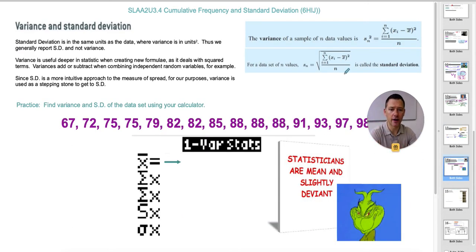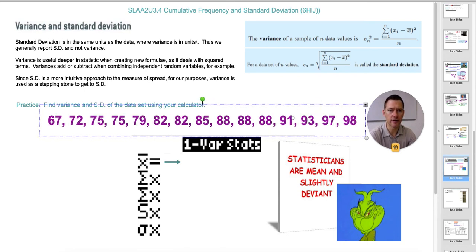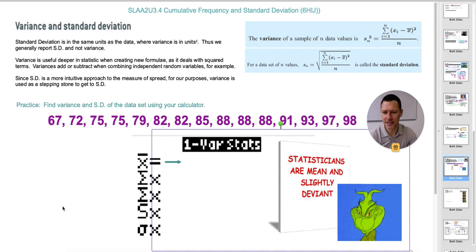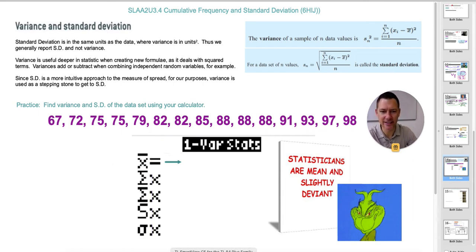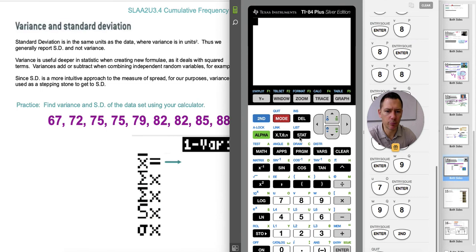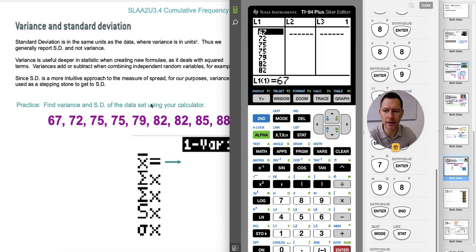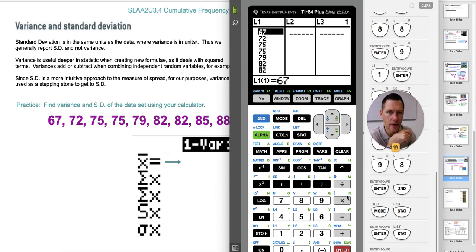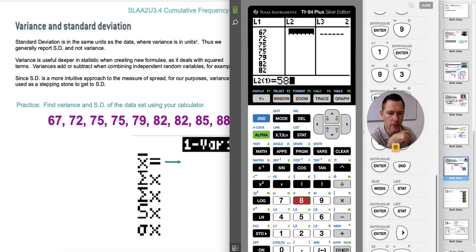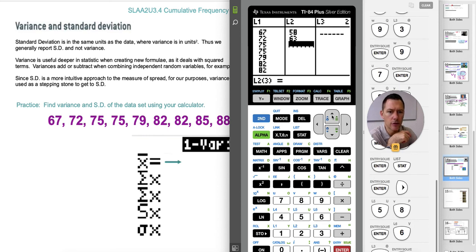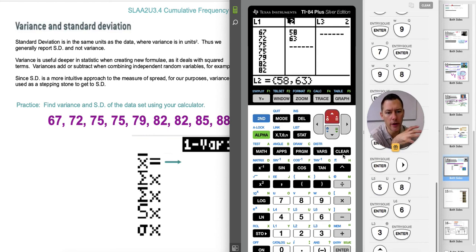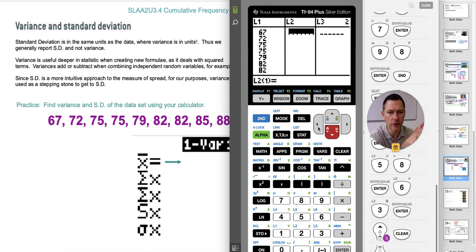Okay, so let's try this on our own. Here's a list of data. We're going to put it in our calculators, and we're going to try to find standard deviation, and then therefore the variance. Statisticians are mean and slightly deviant. Okay, so I took the liberty of punching these in for you, so you don't have to watch me wade through them. 67, 72. I went to stat edit. If you have stuff in your lists already, you can go up to L1 or L2 and hit clear, and then go down and it'll clear it out.